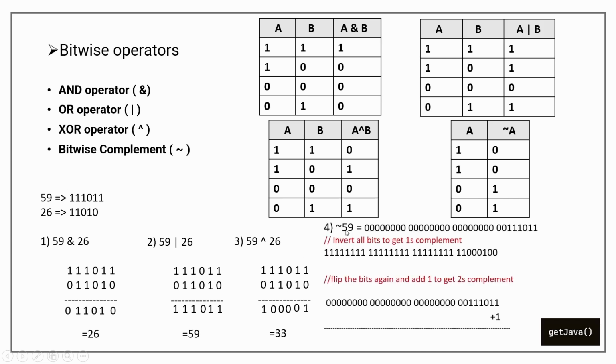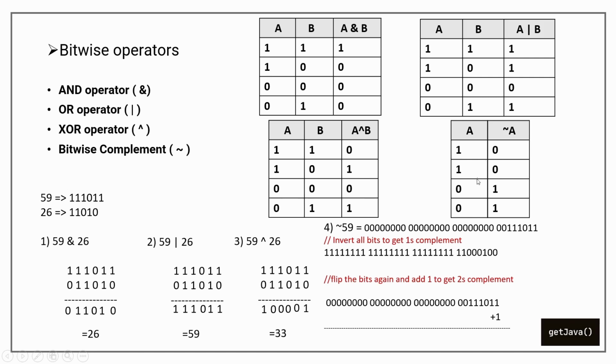We will see the bitwise complement operator. So this is a bit tricky. Here I have written the entire 32-bit representation of the number 59. Why have I written the entire 32-bit representation? Because the complement operator makes 1 as 0 and 0 as 1. So it will take the number 1 and convert it to 0.